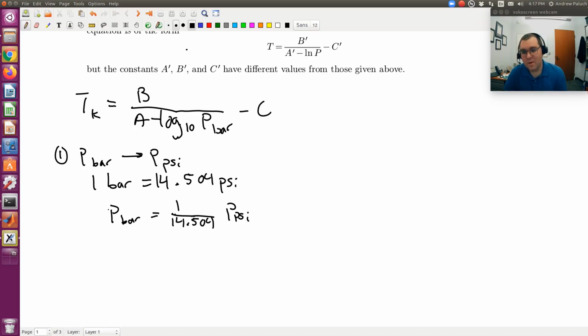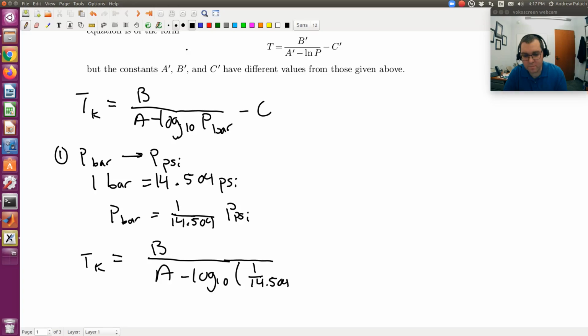Cool. So in doing so then, if I plug in this expression for p bar up here, I now have that T in Kelvin is equal to B over A minus log base 10 of, now for p bar, I'm going to plug in 1 over 14.504 times my pressure in PSI, bam, minus C.